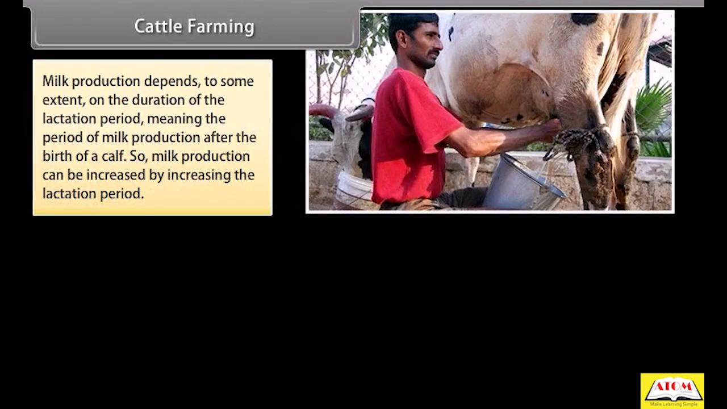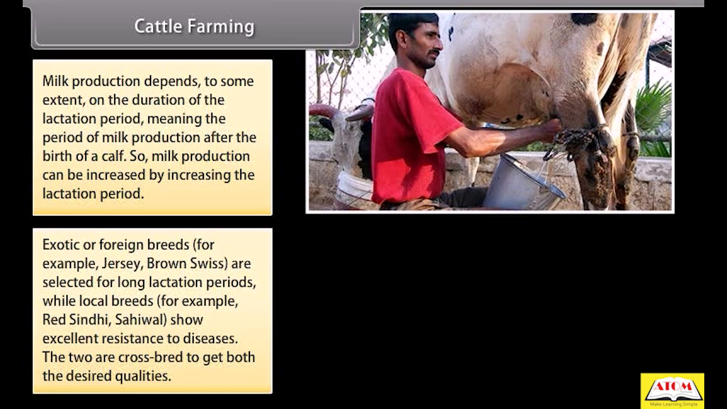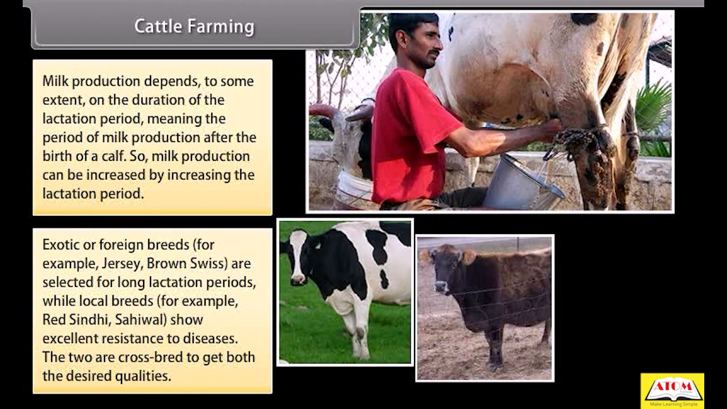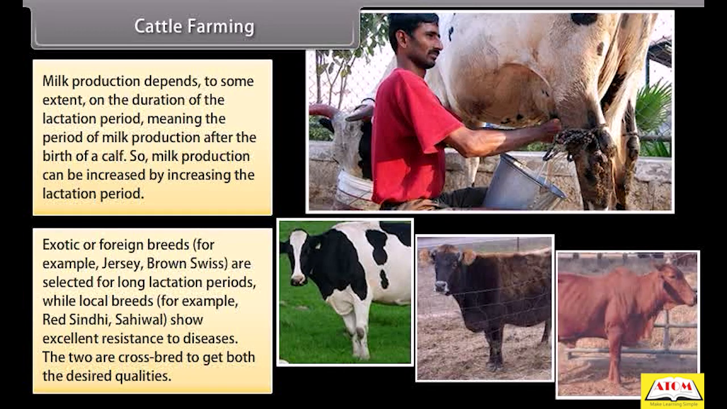Milk production depends to some extent on the duration of the lactation period, meaning the period of milk production after the birth of a calf. So, milk production can be increased by increasing the lactation period. Exotic or foreign breeds, for example, Jersey and Brown Swiss, are selected for long lactation periods, while local breeds, for example, Red Sindhi and Sahiwal, show excellent resistance to diseases. The two are crossbred to get both the desired qualities.